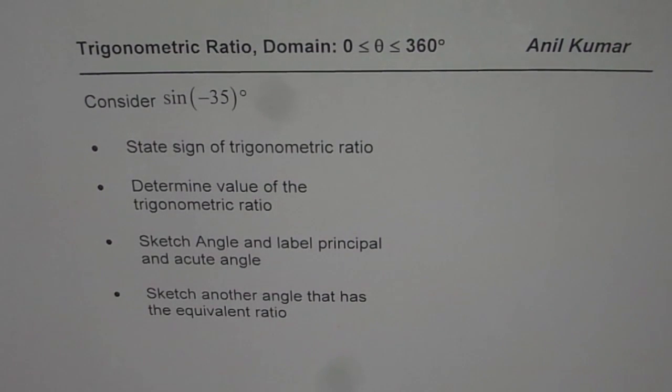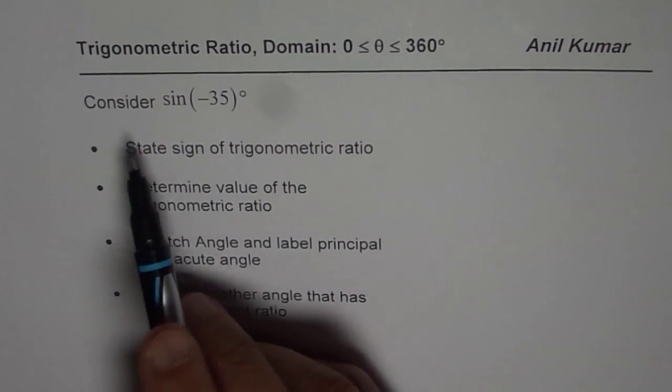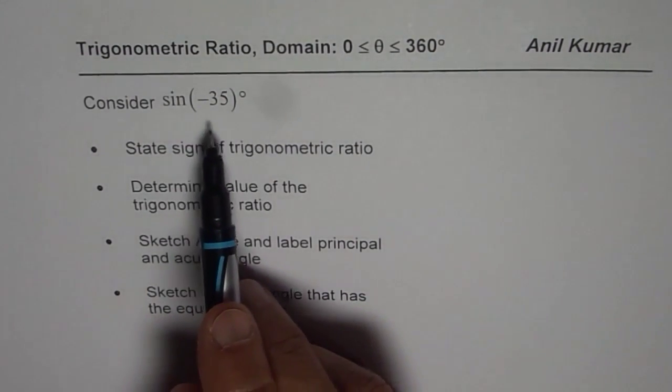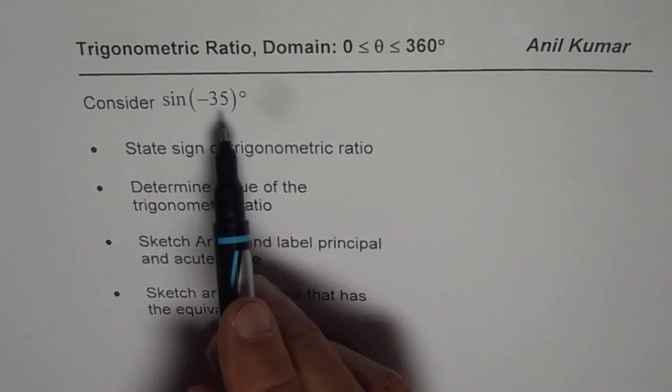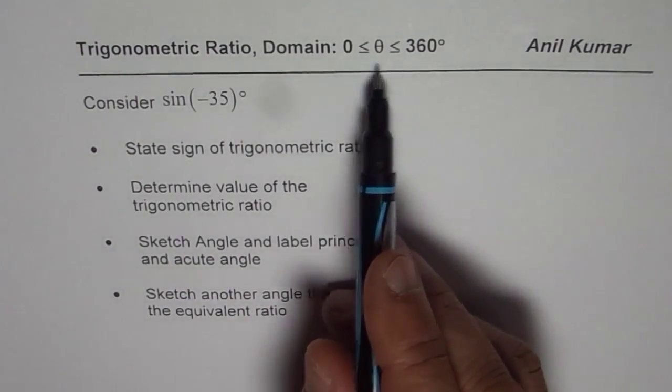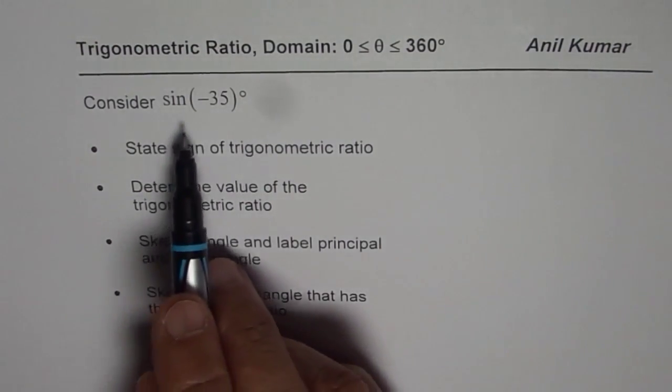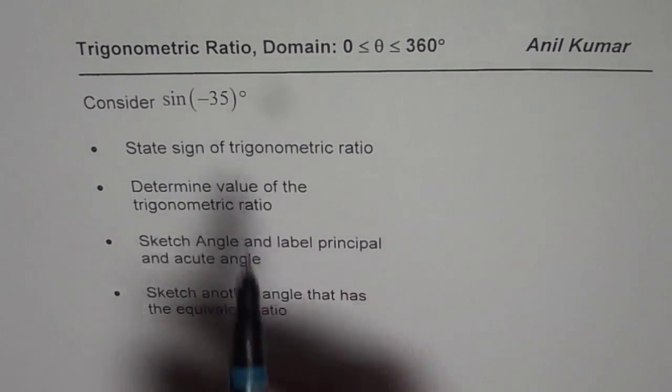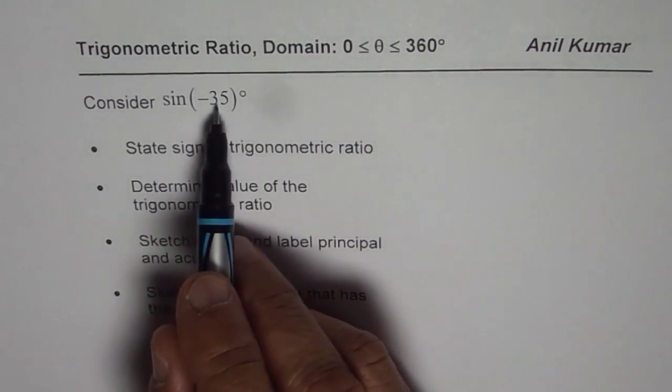I'm Anil Kumar. We are actually considering trigonometric ratios in the domain 0 to 360 degrees. But here we have a variation. We'll now consider sine of minus 35 degrees. Definitely it is not in this particular domain, but just to give you an idea, we took this example in the same series. Now what is sine of minus 35?